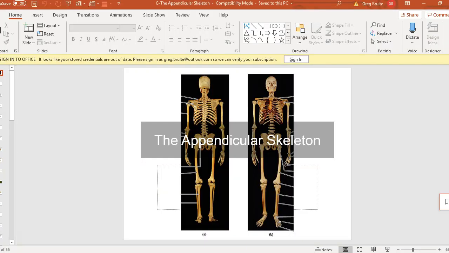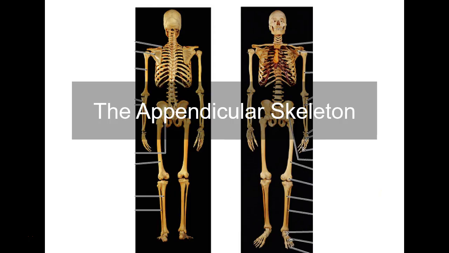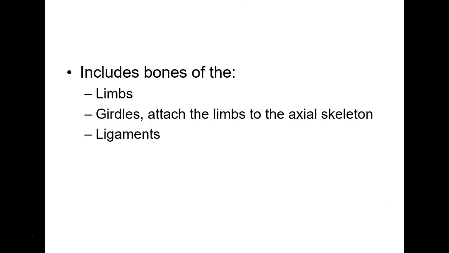Okay, so this is the last PowerPoint, PowerPoint G. It's the appendicular skeleton. I'll probably divide this one up into two lectures also. So the appendicular skeleton includes bones of the limbs, the girdles, the girdles attaching the limbs to the axial skeleton, and ligaments.